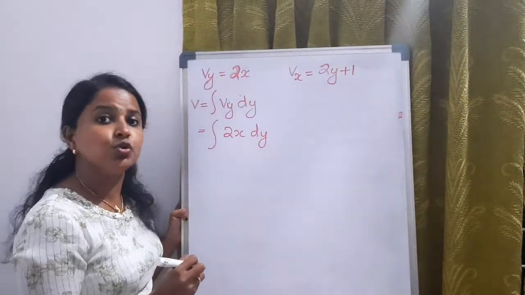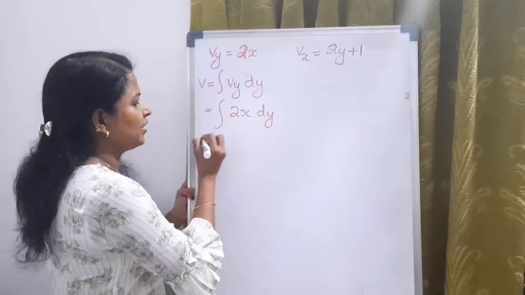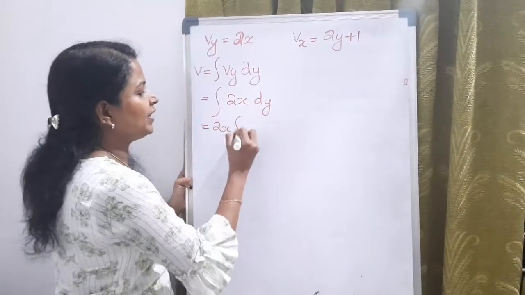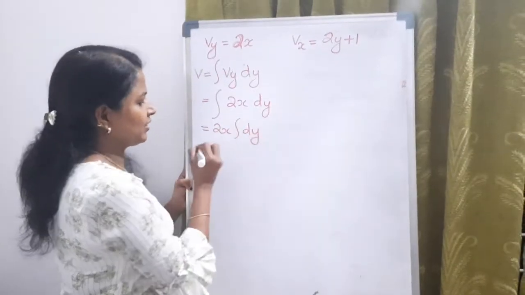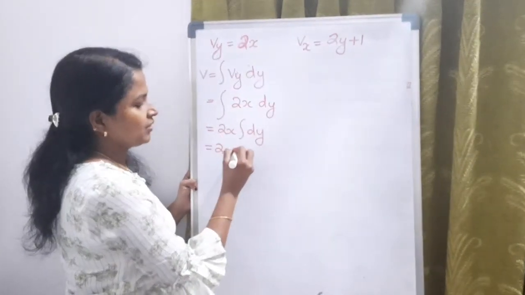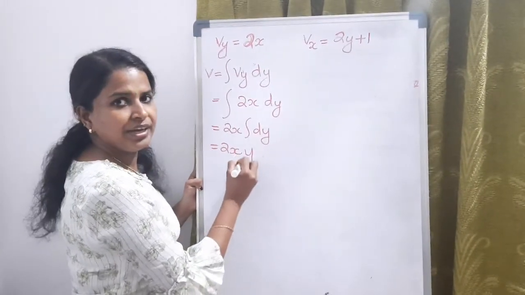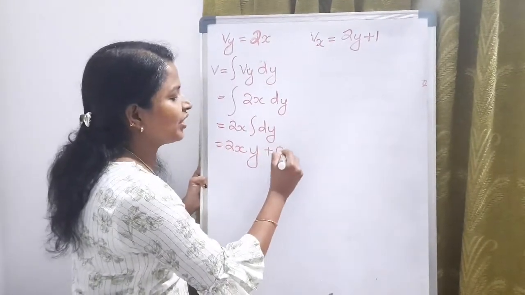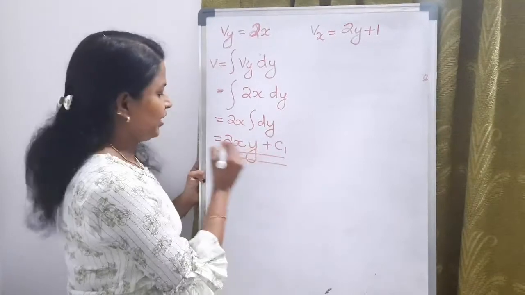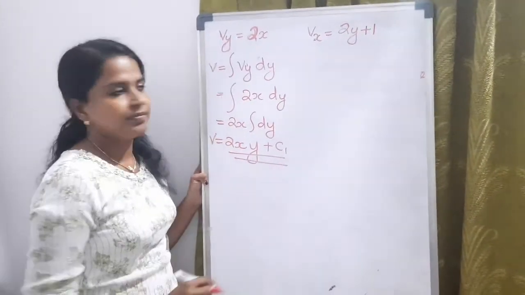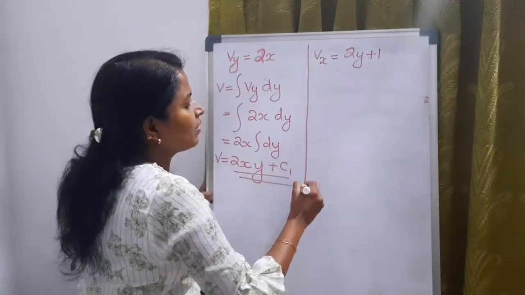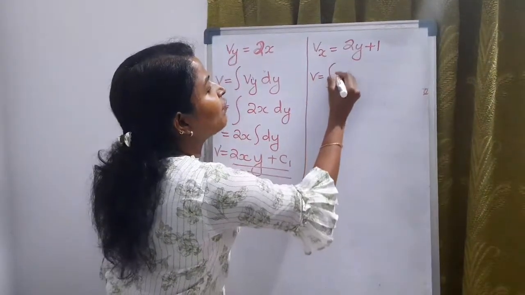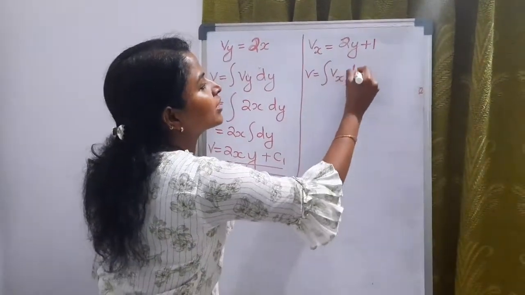What is integral 2x dy? Here 2x is constant. That is 2x into integral dy. That is 2x integral dy is y. So we get 2xy plus constant of integration c1. Here we get one v.